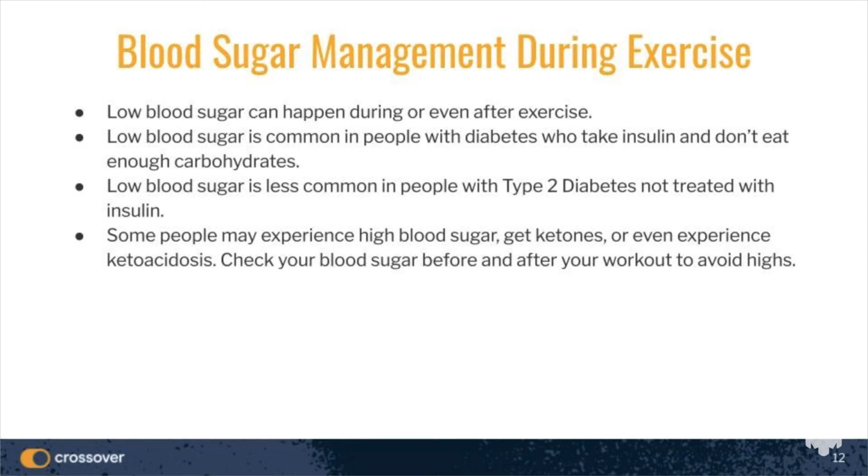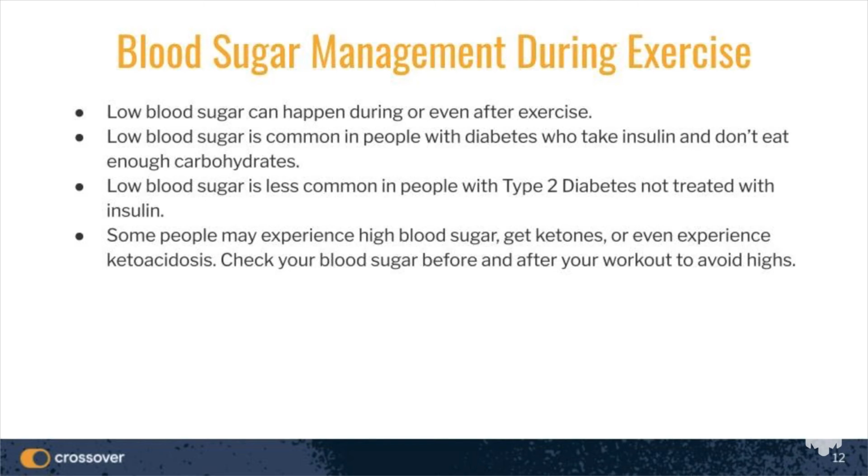So what about managing blood sugar during exercise? There are definitely a few things to consider here. Remember that low blood sugar can happen during or even after exercise. And low blood sugar is most common in people with diabetes who take insulin and don't eat enough carbohydrate. While it can happen with people with type 2 diabetes not treated with insulin, it's definitely not as common.